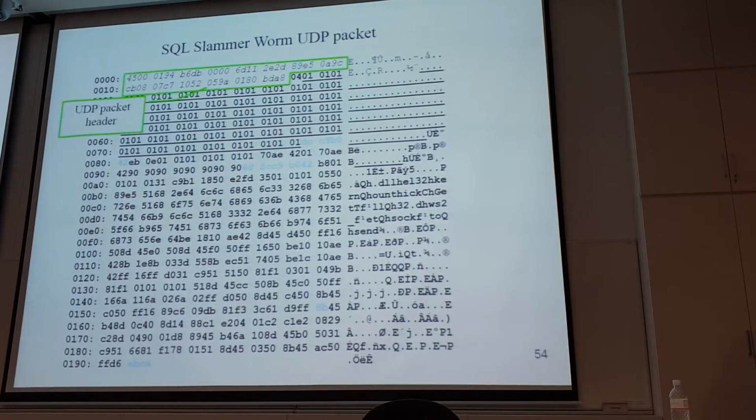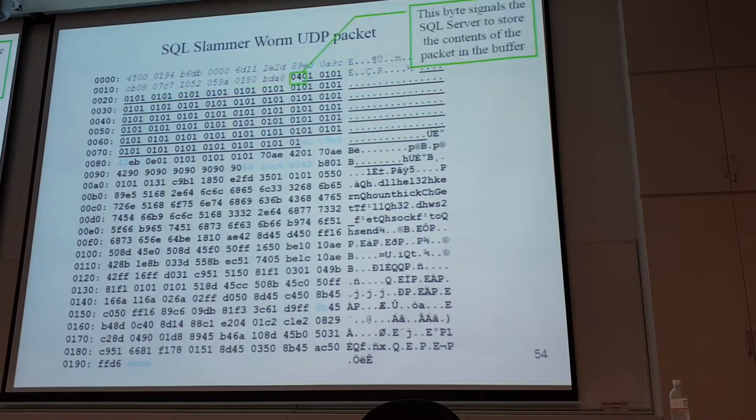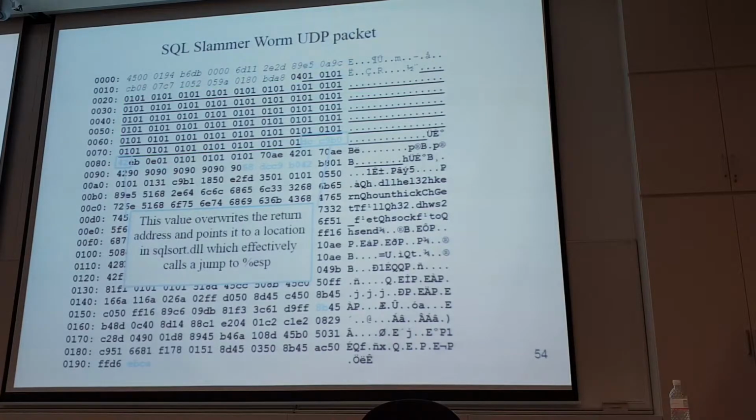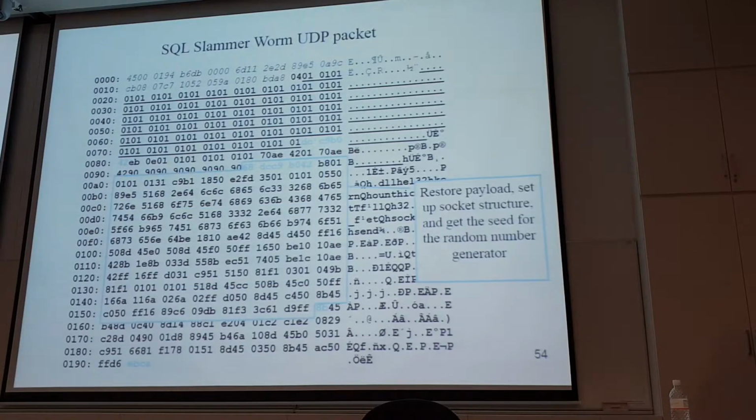Right. So we can have a brief explanation about this worm. This is the UDP packet header. This byte will signal the SQL Server to store the packet in the buffer. Once the content is stored in the buffer, you use a buffer overflow. You fill the buffer using some dummy input. After that, you change the return address. So now the return address is changed to point to another position where the worm is. So you can see here 909090.